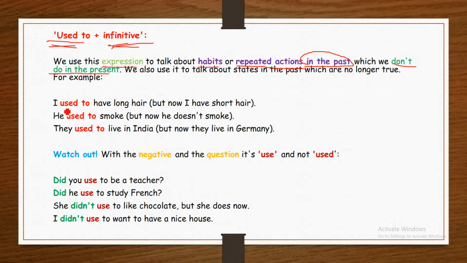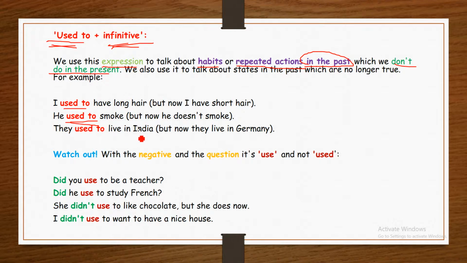For example, I used to have long hair. It means in the past I had long hair, but now I have short hair. He used to smoke. It means he smoked in the past, but now he doesn't smoke.